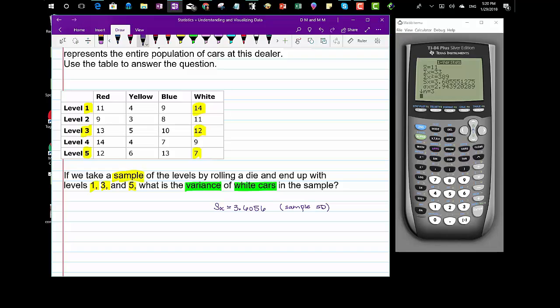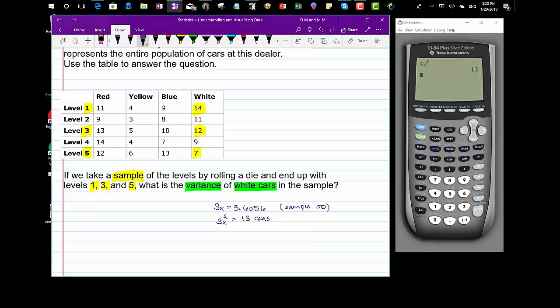So I could go and retype this number in and then square it, or I can press vars and choose number 5, statistics, and since I want sample variance, I'm going to choose number 3, and then I'm going to square it and press enter. And so the square of this is approximately 13. So my sample variance is approximately 13 cars squared, and that's the units on it.